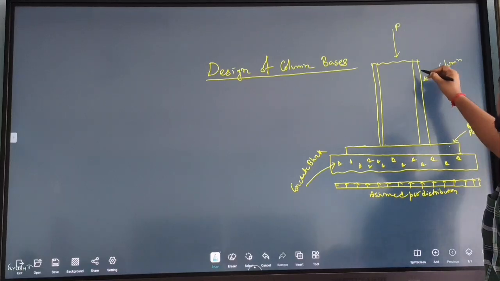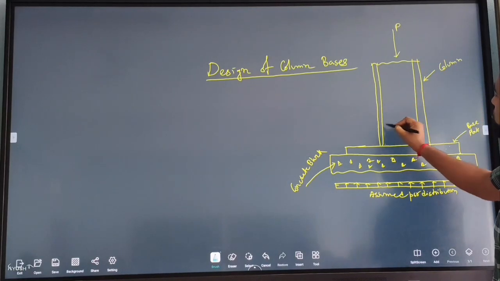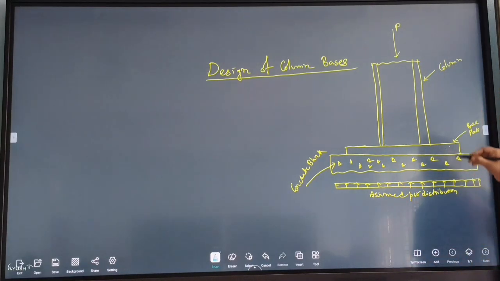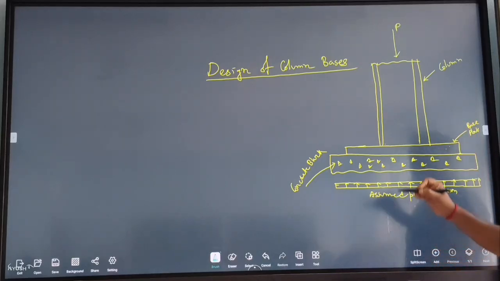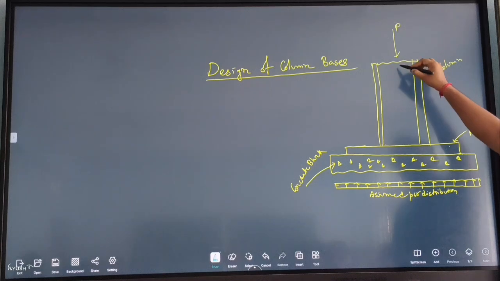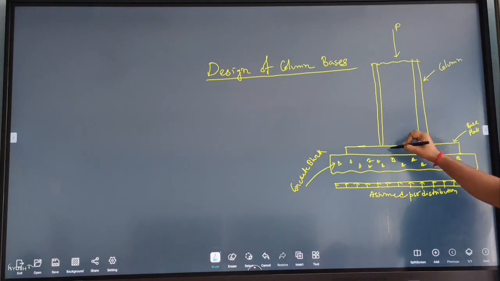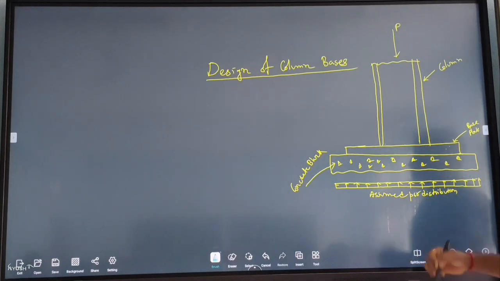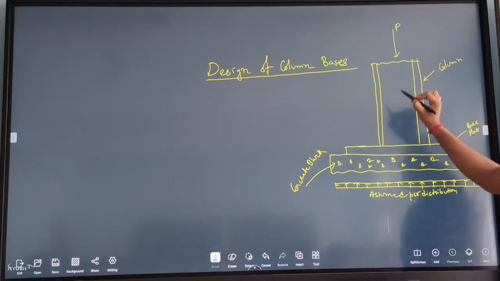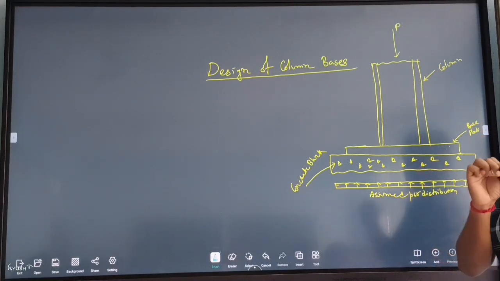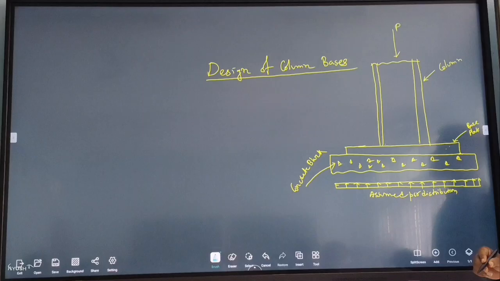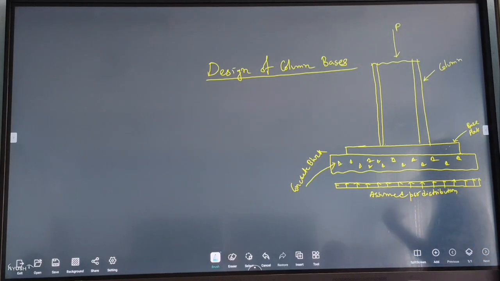Now we have to provide two cleat angles to hold the column in position. Though the load is directly transferred to the base plate and then to the concrete block, to keep the column in position, or to maintain the verticality of the column, we have to provide a minimum of 2 anchor bolts and 2 cleat angles to hold the column in its proper position.